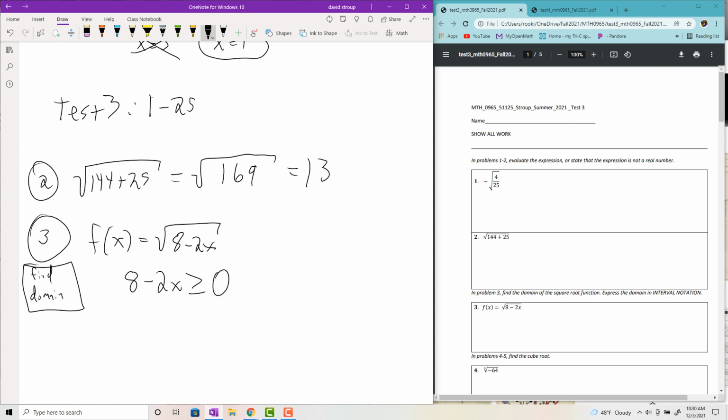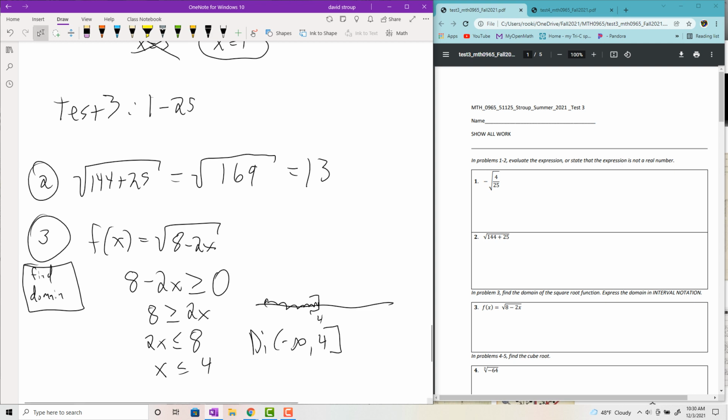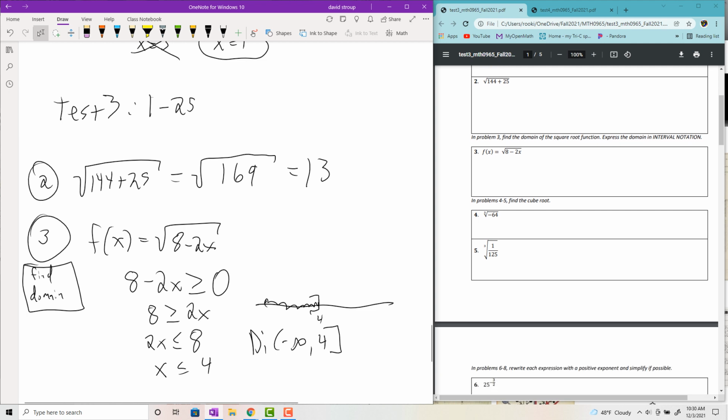So anyways, you solve this for x. You move the 2x to the other side, flip-flop side. So you have 8 greater than or equal to 2x. Flip-flopping sides, you got 2x less than or equal to 8. Divide both sides by 2, you get x less than or equal to 4. Okay, so on the number line, here's 4. It's everything less than or equal to 4. So you go negative infinity all the way up to 4 with a bracket, and that's your domain.